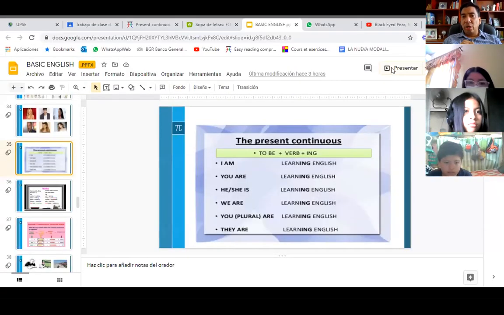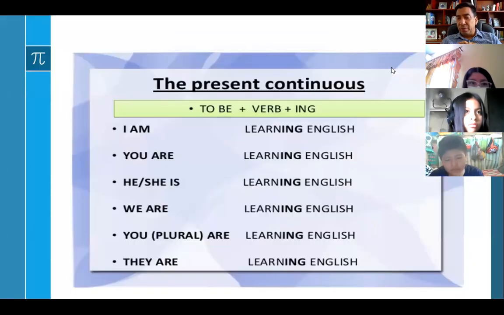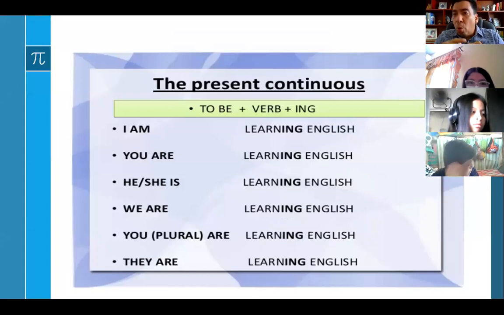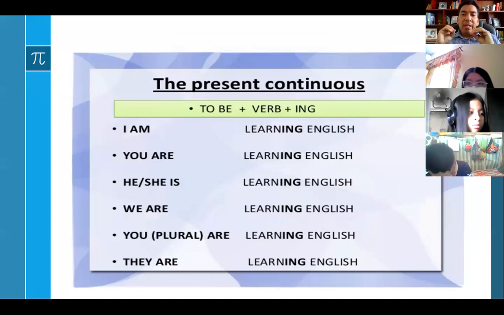Well, let's start, okay? Let me start with this. Let me share my presentation with the present continuous, okay? That is the first thing that we're going to practice, okay? Now, number one, when do we use present continuous? That is the most important part. Number one, I repeat, when do we use present continuous?